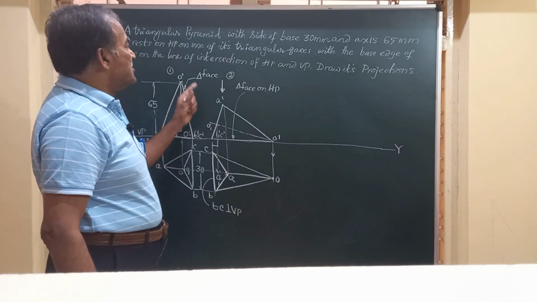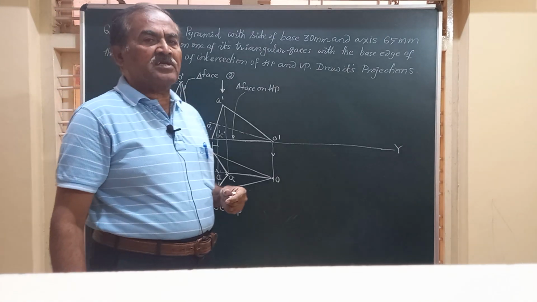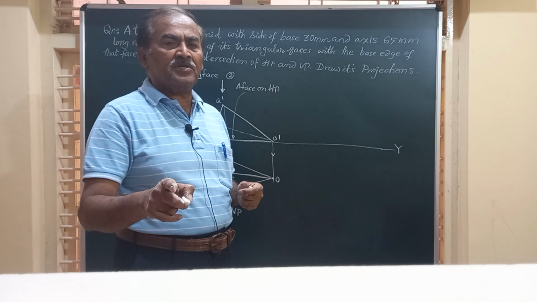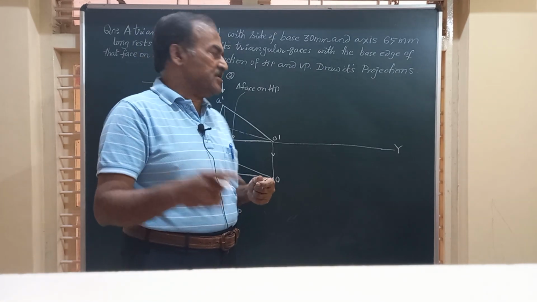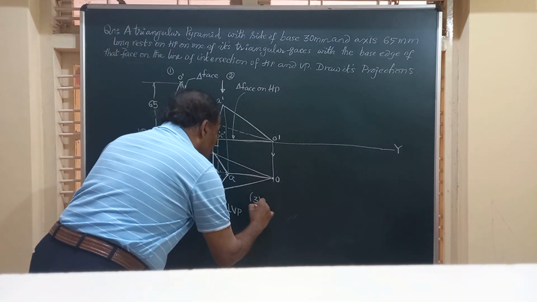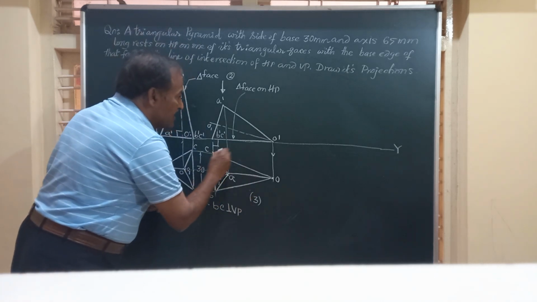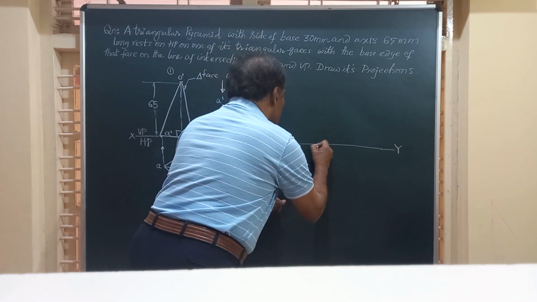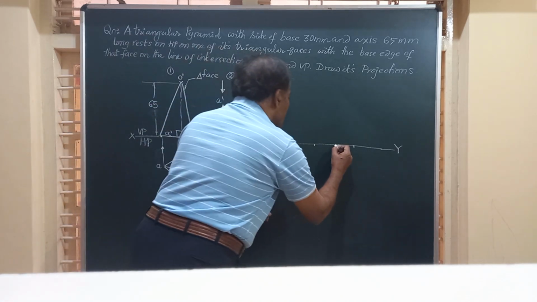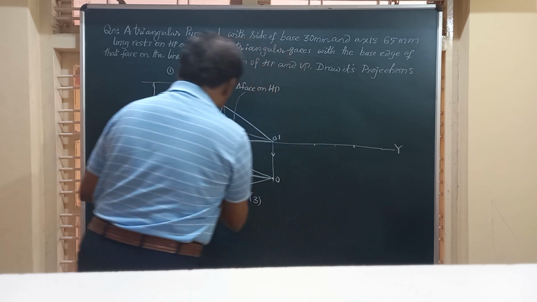He says in the question that that edge of the triangular face has to be on the line of intersection of VP and HP. The line of intersection of VP and HP is the XY line. So I have to redraw this figure 3 as figure number 4 with the same dimensions, with BC on XY. So friends, I will just mark that BC. Again this is 30, again this is going to be 30. And we are going to complete this triangle.